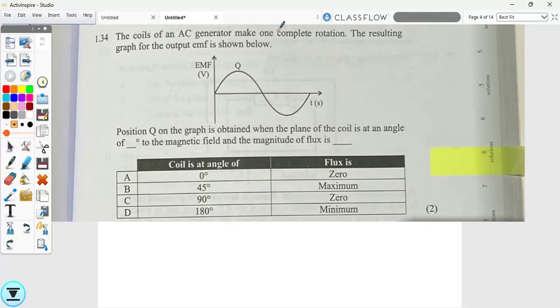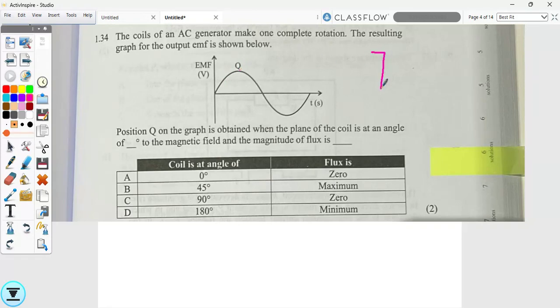Okay. The coils of an AC generator make one complete rotation. So this is an AC generator. The graph for the EMF is shown. Okay. So that's normal. That is what any normal generator would look like. Then they say position Q. Now remember, for position Q, if the EMF is a zero, it means that the flux was a maximum.